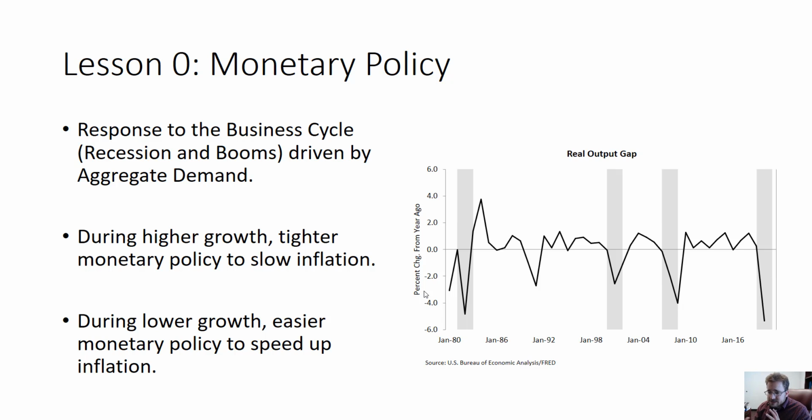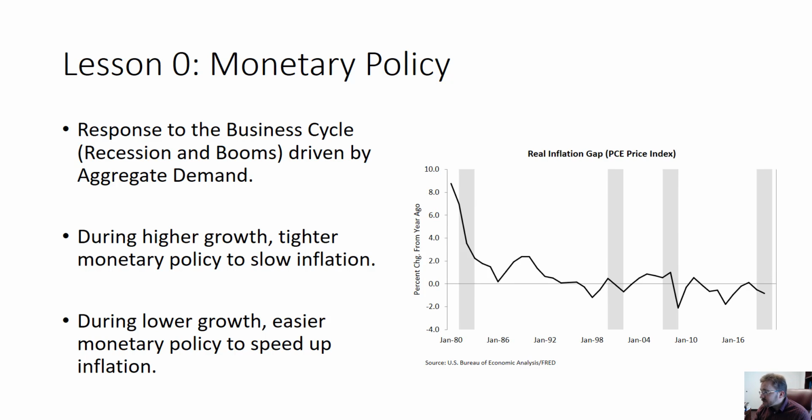During lower growth, we tend to see easier monetary policy, an increase in money growth, a speeding up of the liquidity that's being pushed out by the Federal Reserve, lowered interest rates, and what they're trying to do is speed up that inflation rate. They're trying to speed up the growth in those prices and wages during an economic downturn.